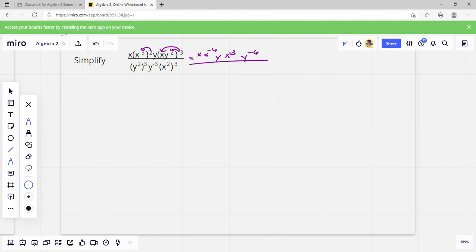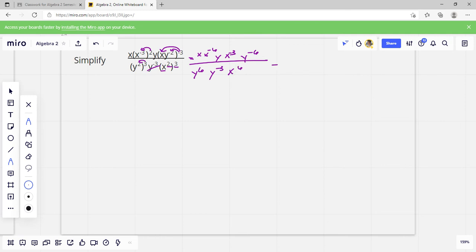There's my top. Now I'm going to do that on my bottom. So right here I've got y to the third squared, so 2 times 3 is 6. This one doesn't have any multiplication going on, so that would be just negative 3. There's that one. Now this one is x squared to the third, 2 times 3 is 6, that will be x to the 6.